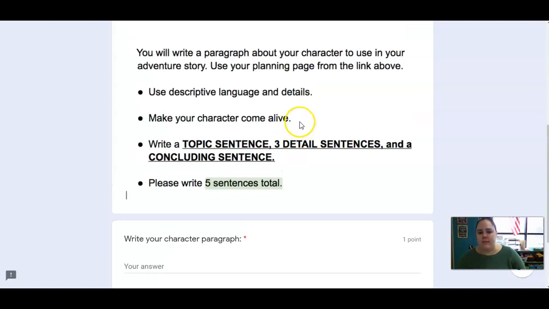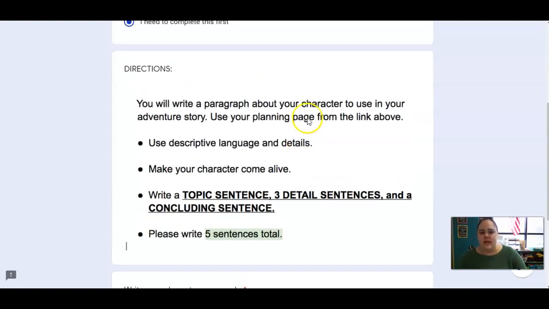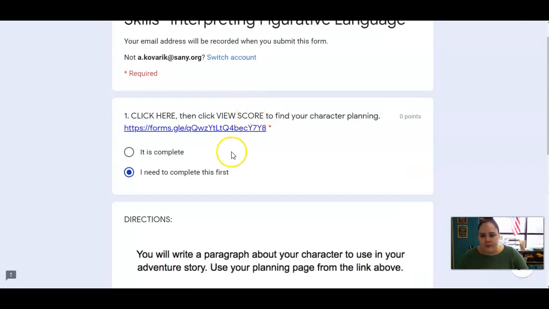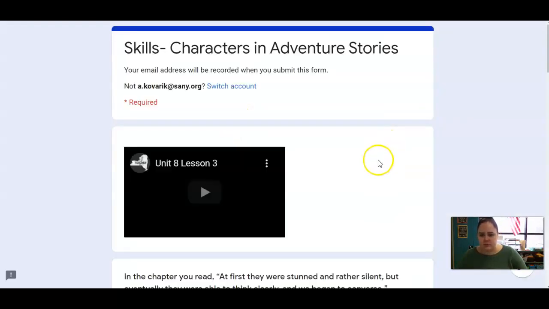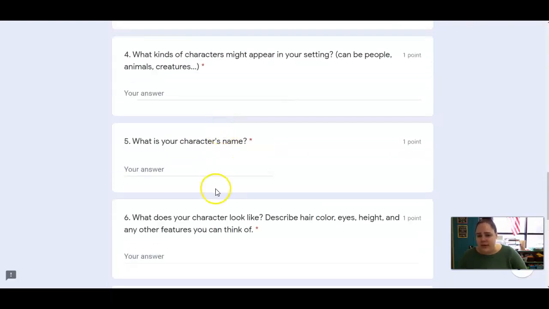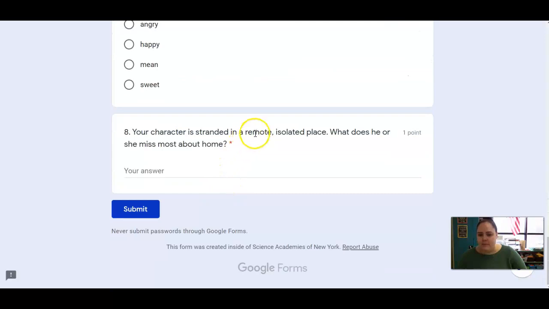It should be describing your character, describing your setting, talking about who that character is, what that character is like. Let's go back to this form and see what we brainstormed. You talked about their voice, their body, their description, their name, and then what they miss, what they like about home. There's a bunch of details in this planning. Just pull them out, make them into a paragraph.